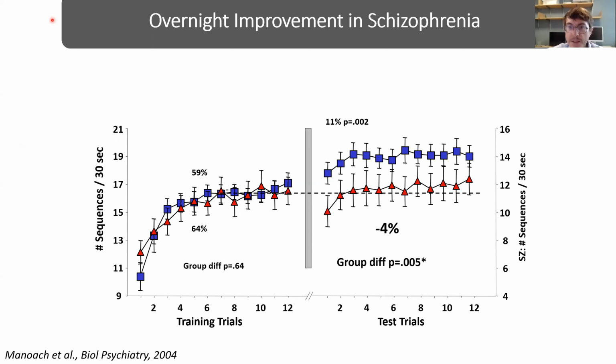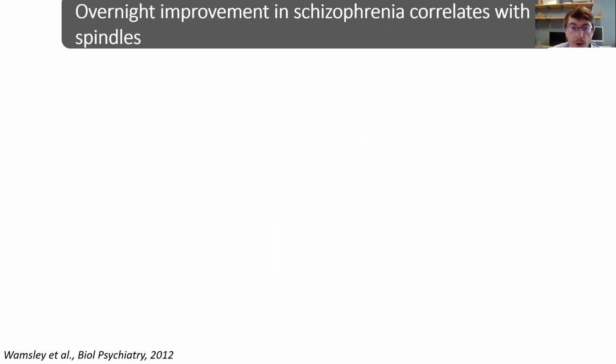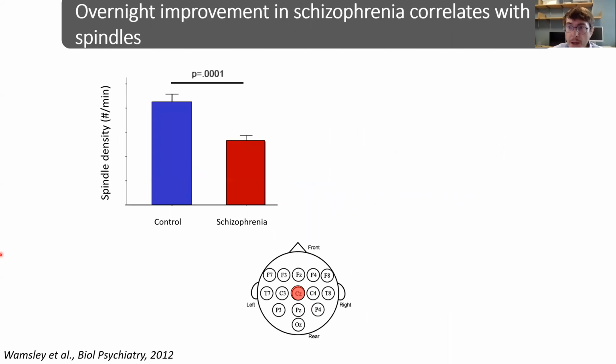This is the basis for the work we're doing now, and the basis of the lab for the past 15 years. So the question is, we have a behavioral change, so what in sleep correlates with this? In a separate, independent sample of patients with schizophrenia and healthy controls, a postdoc in the lab and a collaborator's lab looked at this. Looking at electrode CZ, in the middle of the head, they found a decrease in overnight spindle density in patients with schizophrenia compared to the controls.